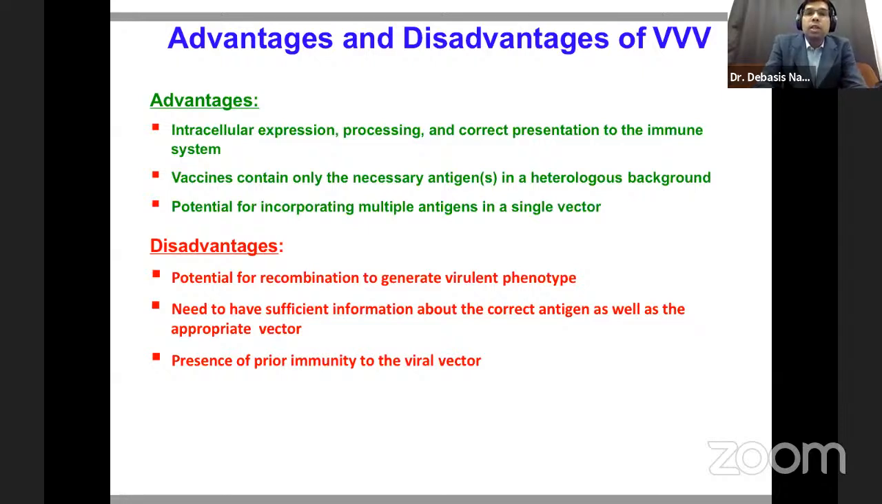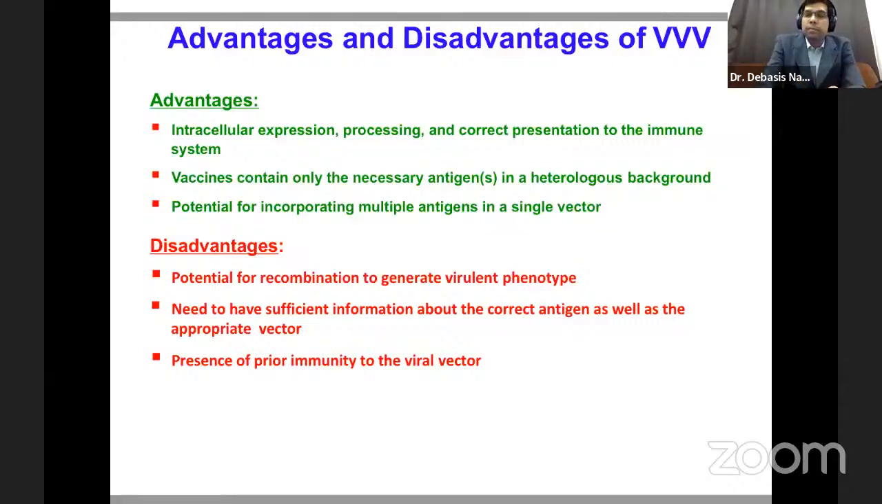What are the disadvantages? We are using one virus to treat another virus. So what if the original virus mutates and becomes more pathogenic? There are chances. There are also chances of other existing immunity, and all these things. So these are the two sides of the coin that you have to consider when you are choosing.